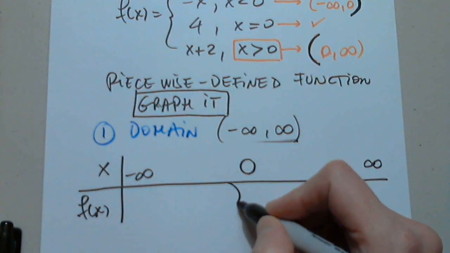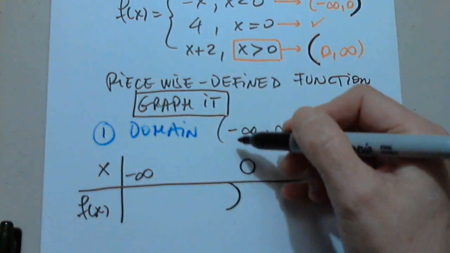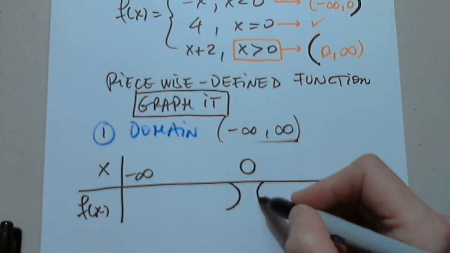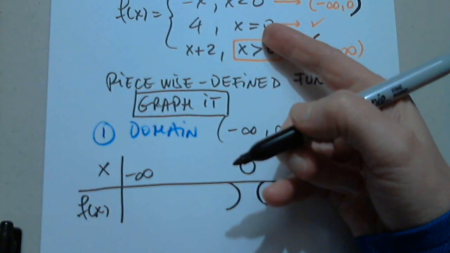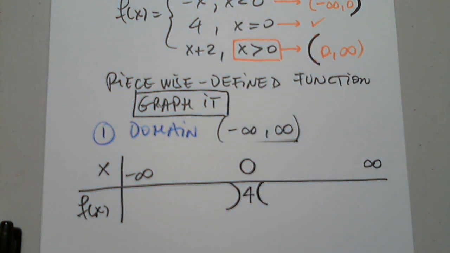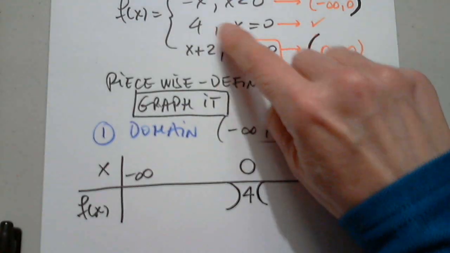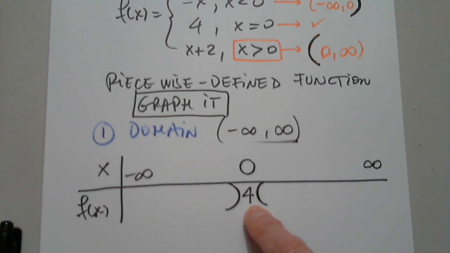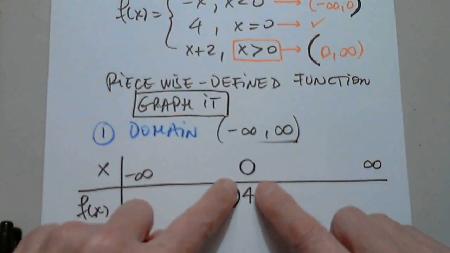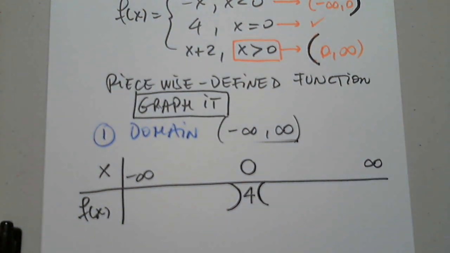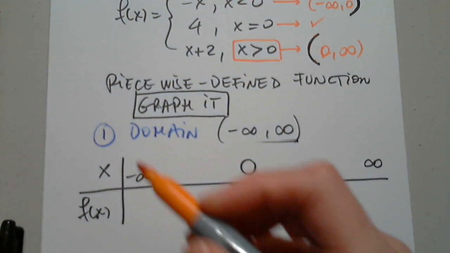A left parenthesis to the left of 0, exactly under 0 but to the left, and a parenthesis to the right. And inside, I write 4. What does this mean? When x is 0, the y value is 4. And something happens left and right, but we don't know yet what it is. I will make myself a note.